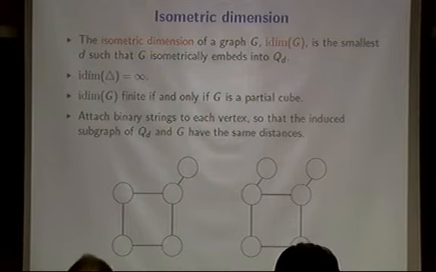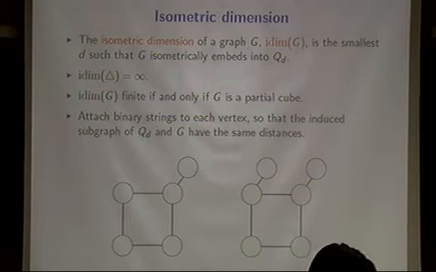Of course, there are objects that have isometric dimension infinity. For example, the triangle. Why is that? Well, the hypercube is a bipartite graph. The triangle is not bipartite, so you cannot isometrically embed the triangle into any hypercube. Of course, there are 1,000 examples. So particularly we can talk about the isometric dimension being infinite or finite.